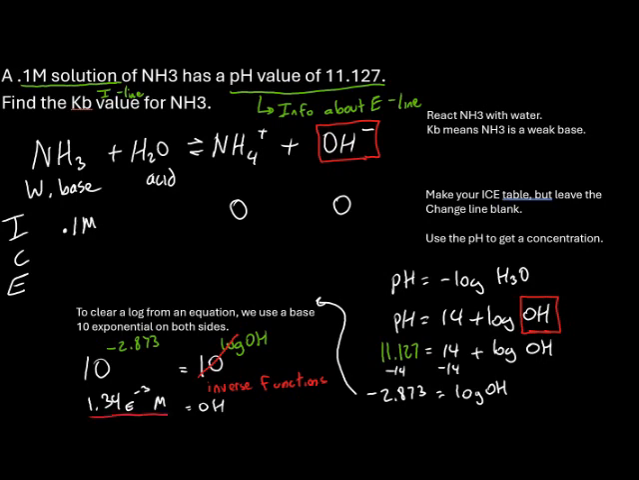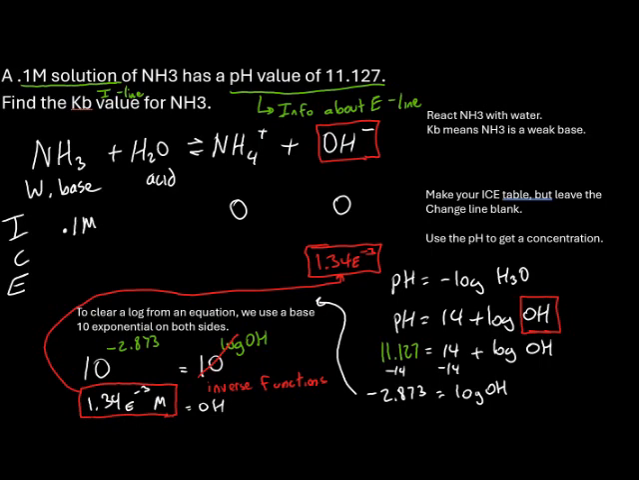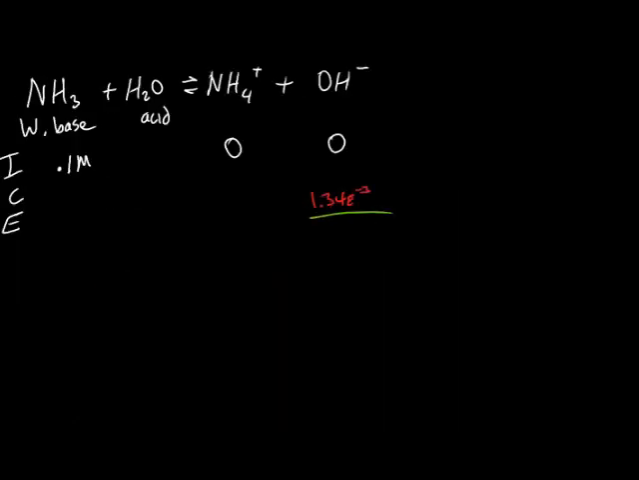This number is what we will place for our OH concentration, and we will place it on the equilibrium line in this position. With this one piece of information, we can complete the rest of the table and eventually find Kb. Now that we have 1.34 times 10 to the negative third in the equilibrium position underneath OH, we can deduce that the change from 0 to 1.34 times 10 to the negative third is just plus 1.34 times 10 to the negative third. This also means our change for NH4, since it has a coefficient of 1, just like OH, will be exactly the same number.